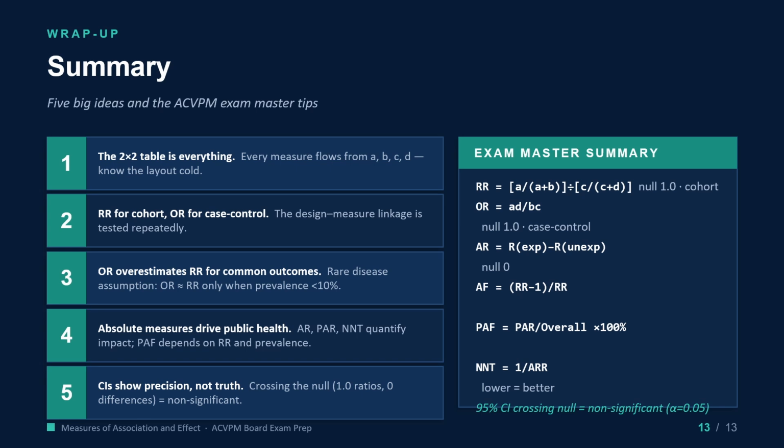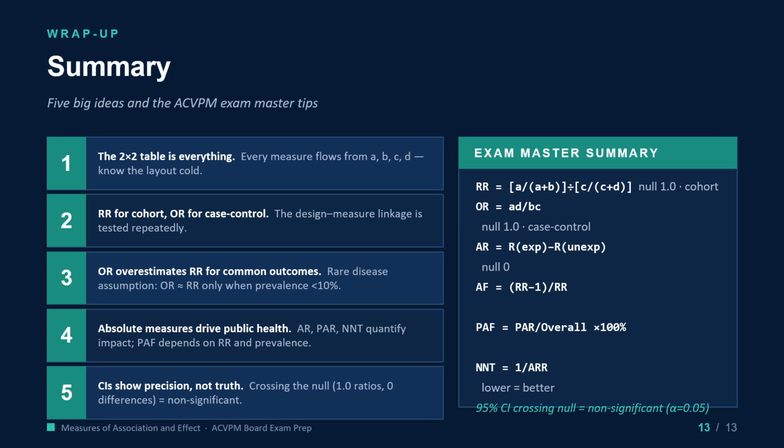4. Absolute measures drive public health decisions. AR, PAR, and NNT quantify impact in absolute terms. PAF tells you how much population-level disease could be prevented by eliminating an exposure, and it's driven by both RR and exposure prevalence. 5. Confidence intervals tell you precision, not truth.